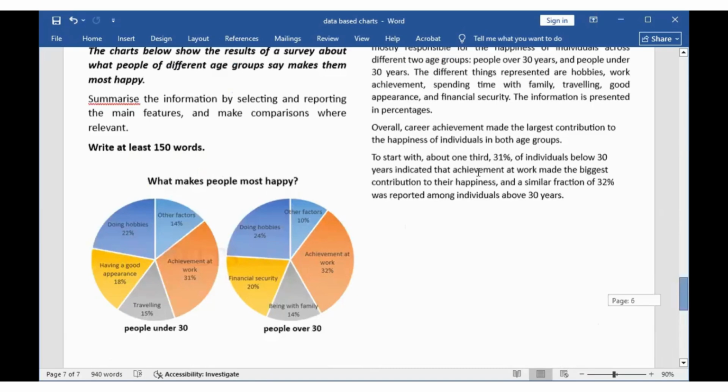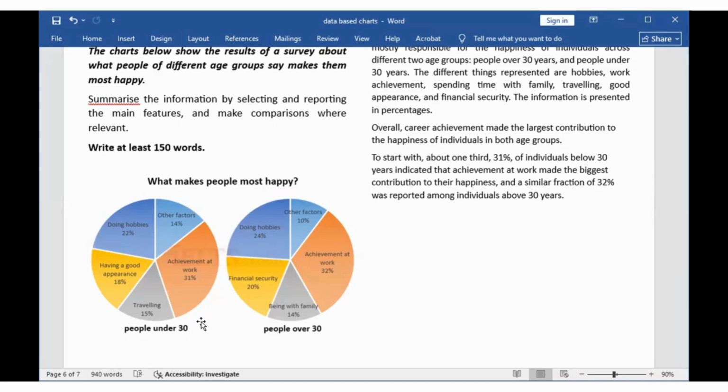To start with, achievement at work was 31% among people under 30. I did not say that. That's bad sentence construction. The proper way to construct that sentence is: To start with, 31% of the respondents, 31% of people under 30 years indicated that achievement at work made the largest contribution to their happiness.